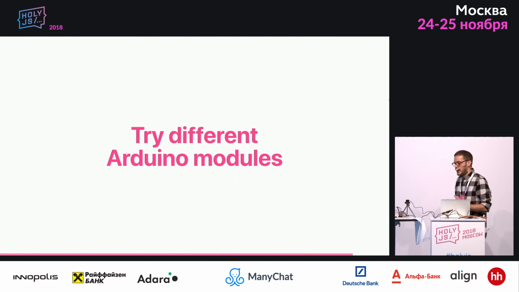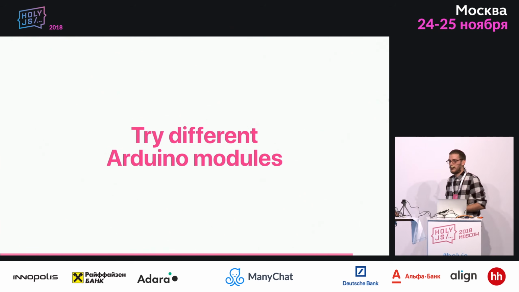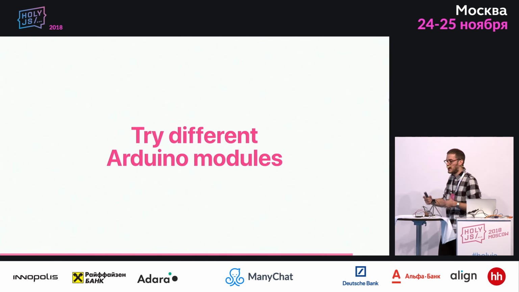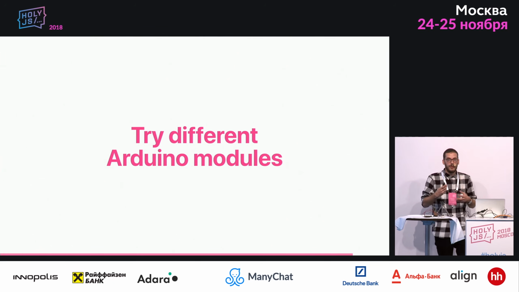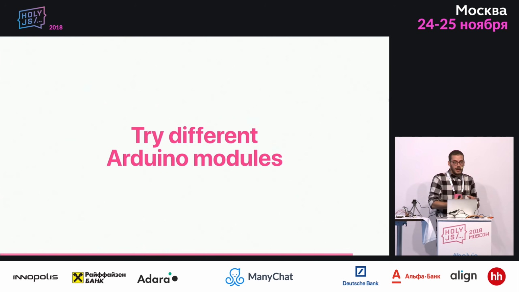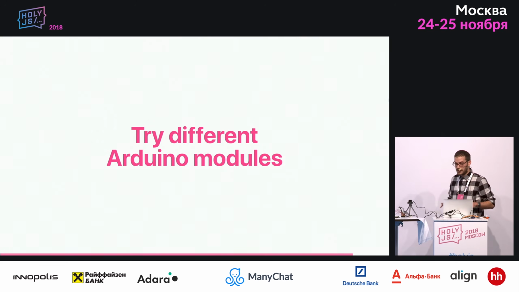Also, we can try and integrate the prototype using different modules. For instance, we can use buttons for navigation. We can use sensors creating weather stations and so on. Everything that can get connected via Arduino can also get connected to the device.